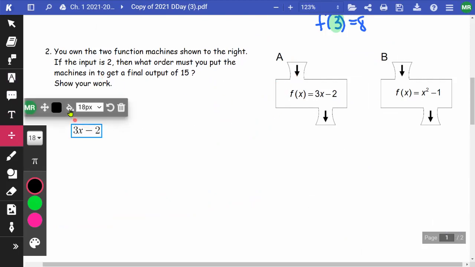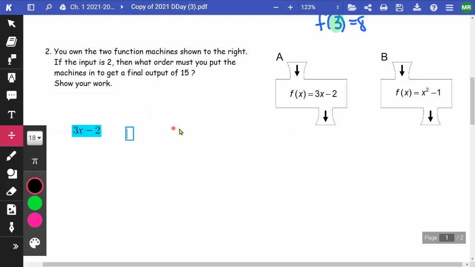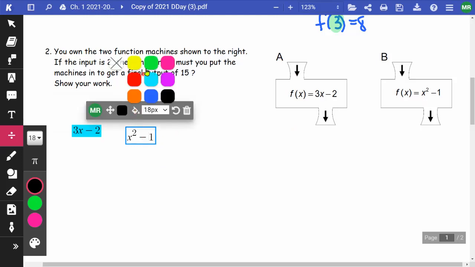And I'm just going to highlight this. I'm going to fill it. Okay. That's A. Then I've got my B. I'm going to make another one. And this is x squared, arrow out of my exponent, minus 1. And I'm going to make this a different color. Let's say I make it green.